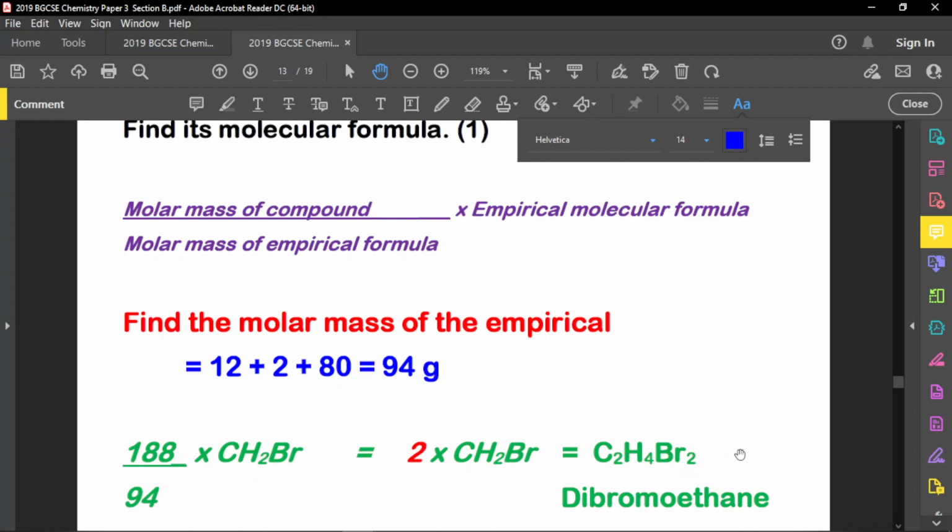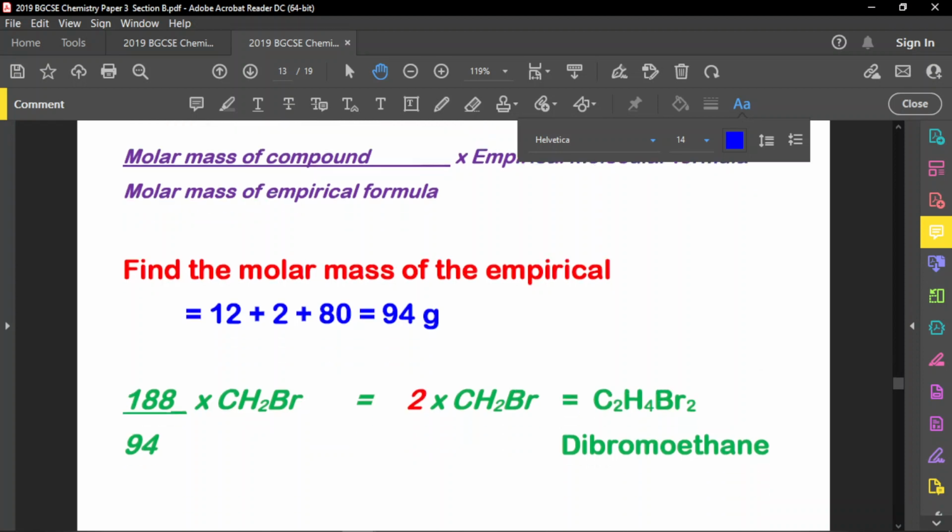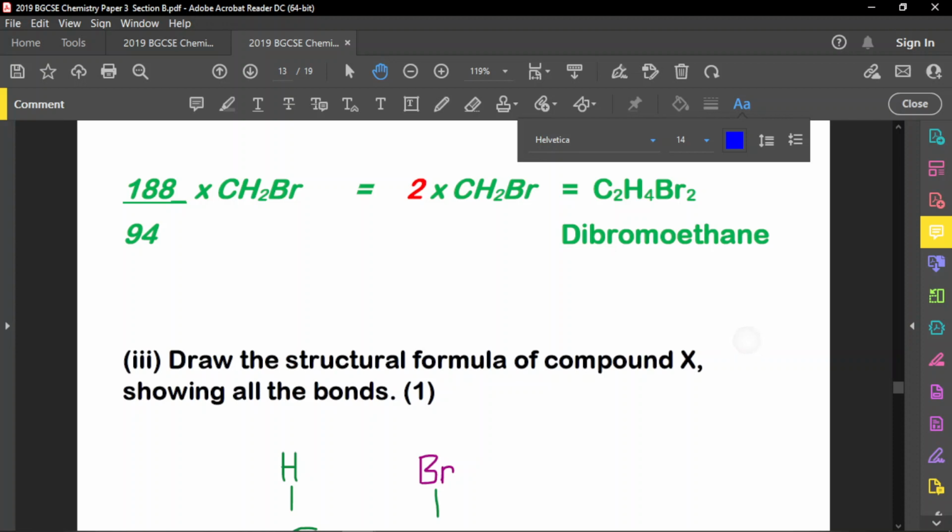All right, again, it could be 1,2-dibromoethane. There's another way, actually, to name it. It could also be 1,2, depending on where you place the Brs.